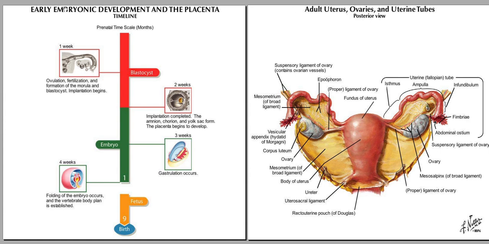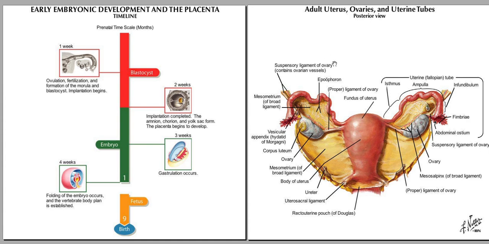Alright, so like we've already talked about the early embryonic development and the placenta timeline. Remember week 1, you have your blastocyst, and then by week 2 implantation is complete. Amnion, chorion, and yolk sac are being formed. The placenta begins to develop. So by the first month, it's 4 weeks, actually 3 weeks, gastrulation occurs. And by the fourth week, there is a folding of the embryo. The vertebrate body plan is also established. And then you have the fetal period to birth.